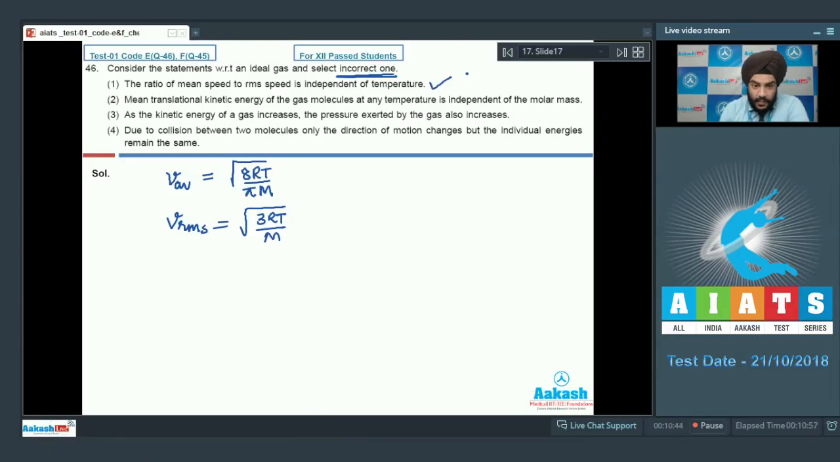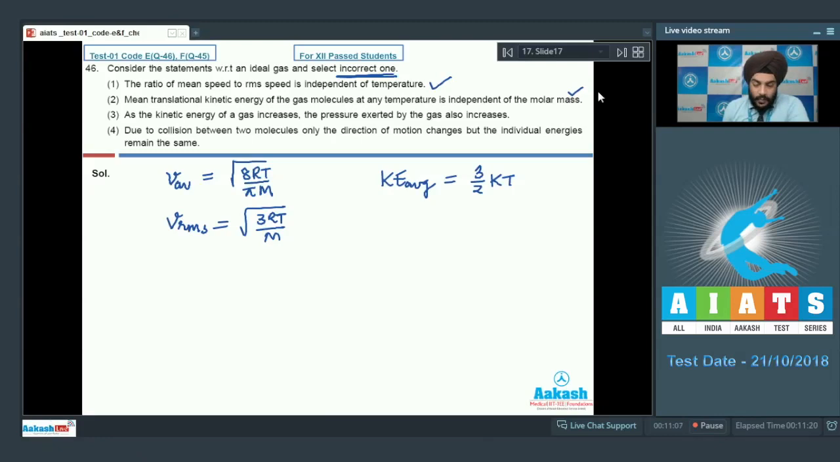Let us look at the second statement now. Mean translational kinetic energy of the gas molecules at any temperature is independent of the molar mass. This statement is also correct. The mean translational kinetic energy, KE average, is equal to 3 by 2 kT. So this is also correct.